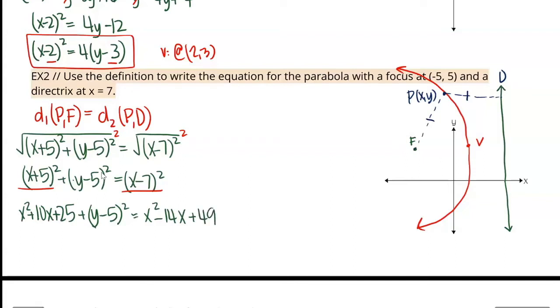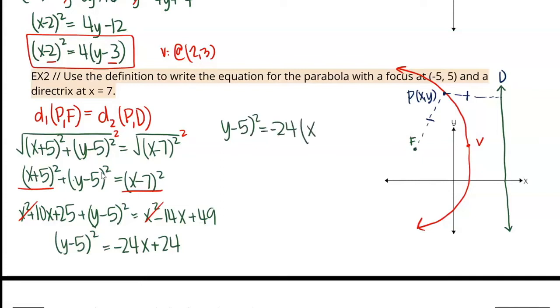I'm going to move all the x stuff to the right, so when I do that, the x squareds are going to cancel. And we'll isolate this (y - 5) squared. I'm going to subtract 10x, so that'll be negative 24x. And I'm going to subtract 25, so that's going to give me positive 24. I can actually factor 24 out of both of those terms. And I want to take the negative with it, negative 24, and make this x minus 1.